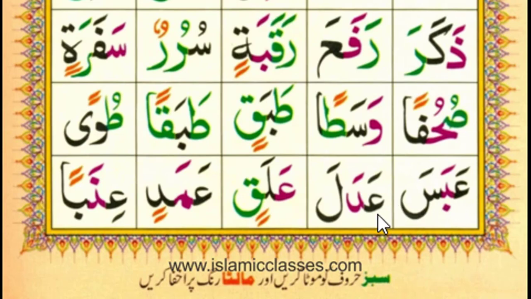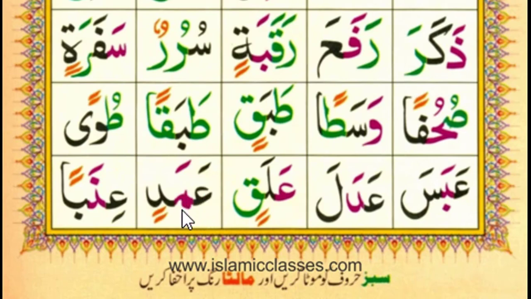Ain, Fatha, A, Dal, Fatha, Da, Ada, Lam, Fatha, La, Adala. Ain, Fatha, A, Lam, Fatha, La, Ala, Qaf, double Kasratin, Alaqin.